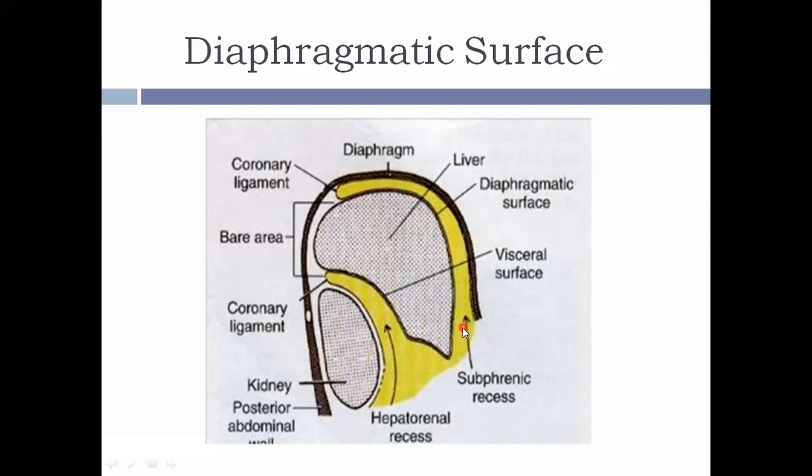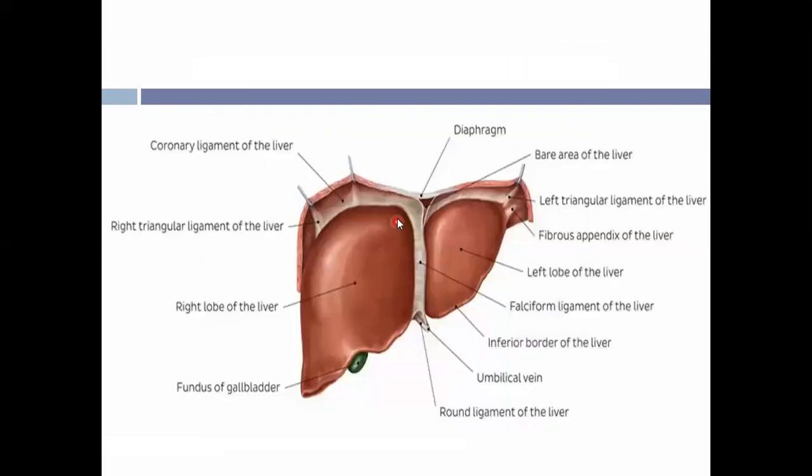Then, what are the features of the diaphragmatic surface? So this is the diaphragmatic surface. What are the features? We have ligaments. What are the ligaments present over here? We have the coronary ligament, and this is the right triangular ligament and this is the left triangular ligament.